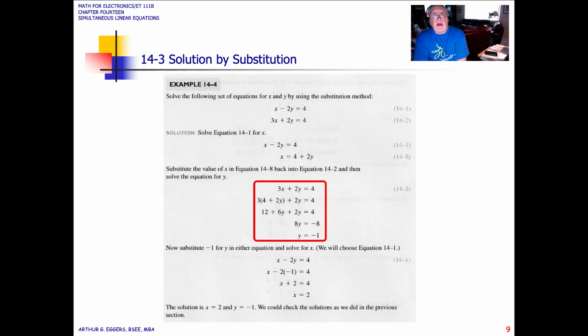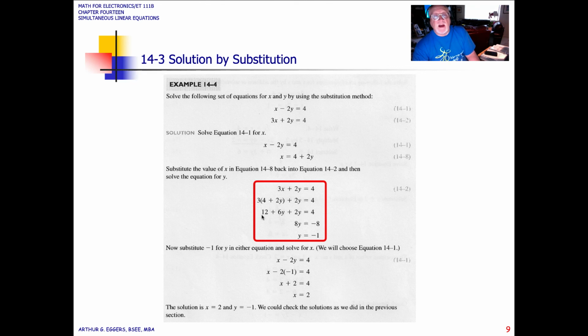So we do that by placing the rewritten first equation that we put in terms of x into the second equation. So wherever we see x, we're going to replace it with 4 plus 2y. So now we take the second equation, 3x plus 2y equals 4. I'm going to substitute for x, 4 plus 2y, and now I'm going to multiply through and gather my terms. So 3 times 4 is 12, 3 times 2y is 6y, so I have 12 plus 6y plus 2y equals 4.